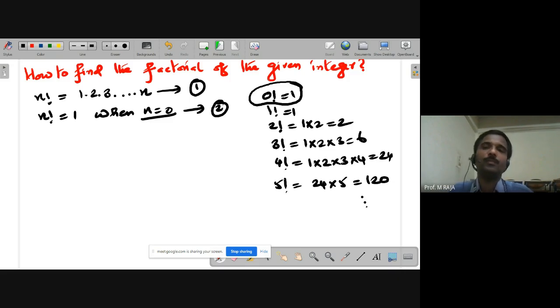Now the thing is, how do we design the algorithm? Pseudocode we can write. How do we write it in the pseudocode? We can simply state it in terms of English-like statements. Input the value of n. If n is 0, print 1. Else, find the product of first n natural numbers. Print the result. Print the value of factorial. That's all. That is the simplest level of designing the pseudocode.